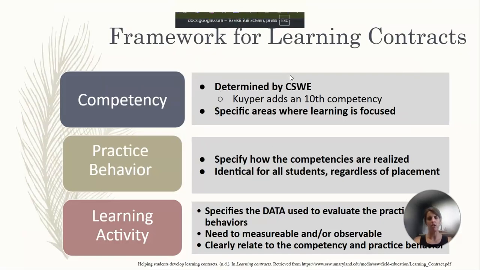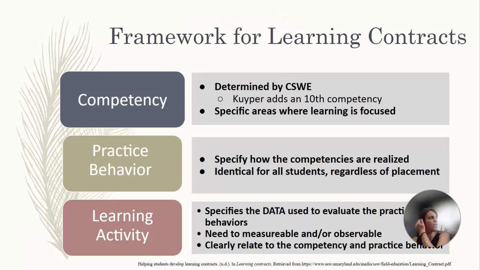I kind of just went over this a little bit. I do have resources that I will share with students to help you wrap your head around the whole thing. One thing I do want to point out is that the CSWE does determine 9 competencies. Kuiper adds a 10th that's focused on incorporating a biblical reformed worldview. It's the fundamental framework for Kuiper, so we do add that one in. So there are 10 competencies. That kind of makes us unique.